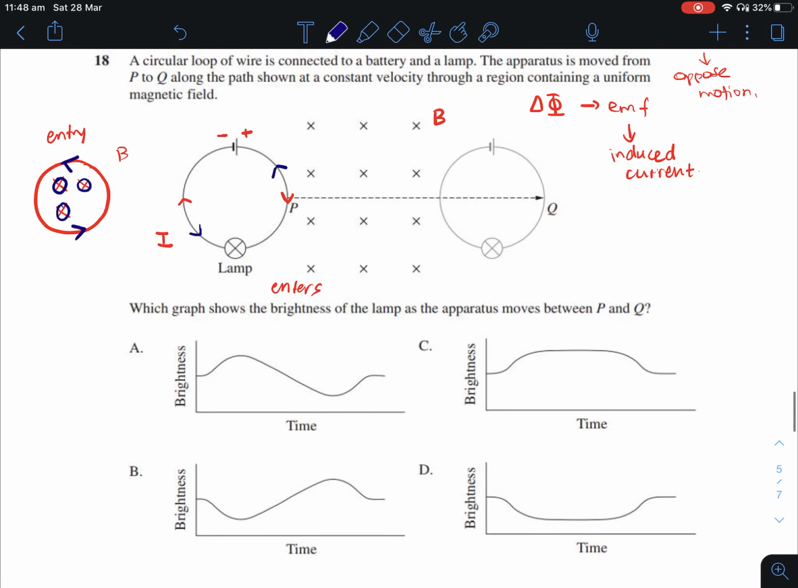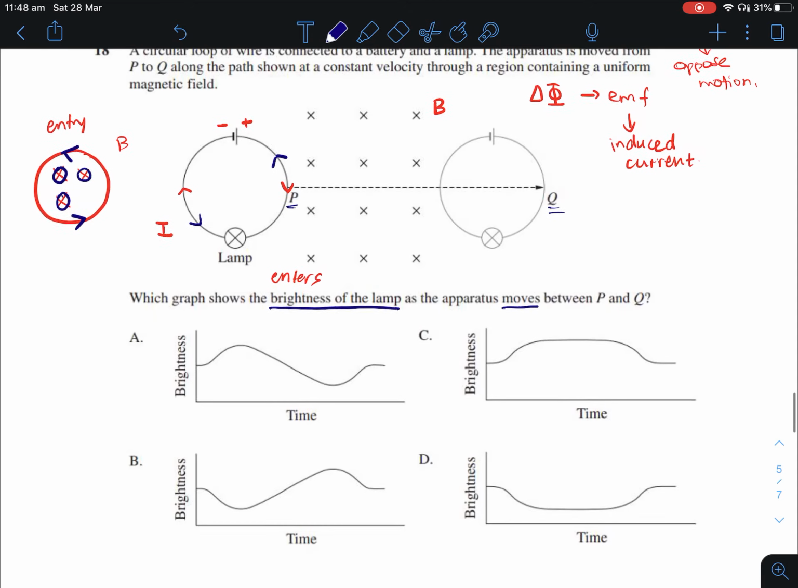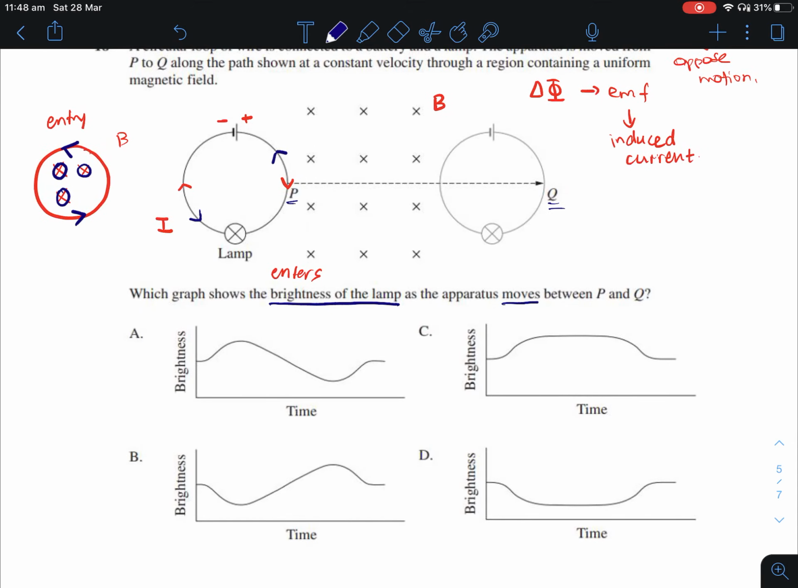If we look down here at the graphs, it's asking us for the brightness of the lamp as the apparatus moves from P over here to Q. We know that in the beginning, there's going to be a decrease in current, because this induced current is going to oppose the original current. And so there must be a decrease in brightness. Let's have a look at A, B, C, and D. Where's the decrease in brightness? We see that it's here. There's a decrease here, and there's also a decrease here.